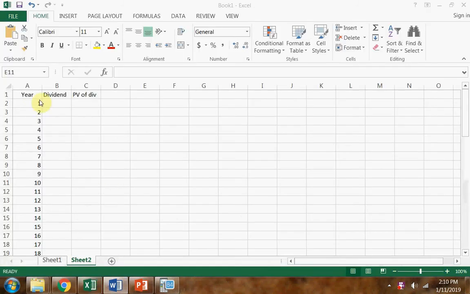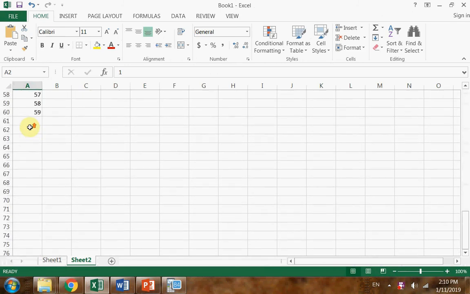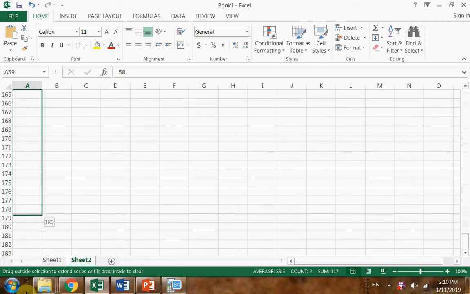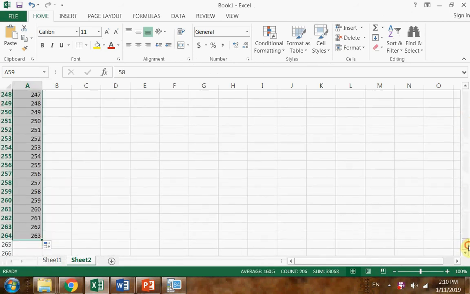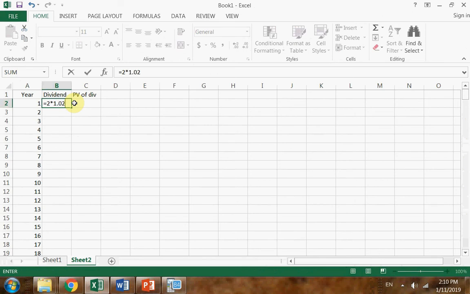So if you go to Excel, once again, we play the same old trick by simulating so many years. Let's say we got 80, 58, that's not enough. Let me just keep dragging to 200 years. And then the first year, the dividend will be $2. And remember, it will grow by 2% per year. So that's $2 times 1 plus 2%, or 1.02.